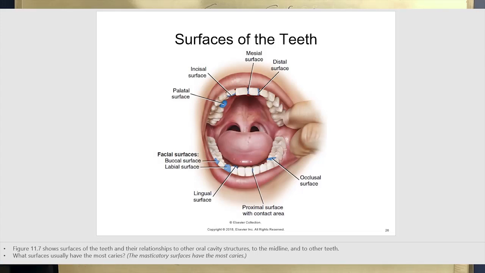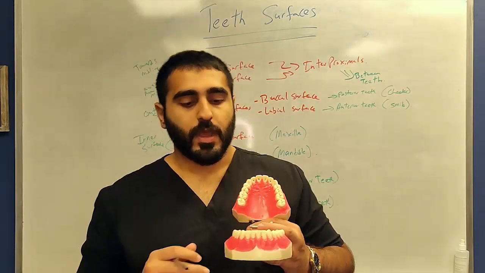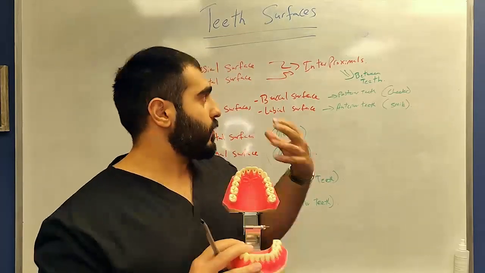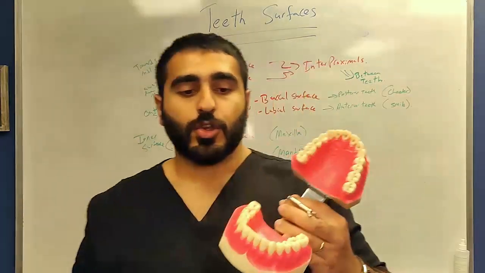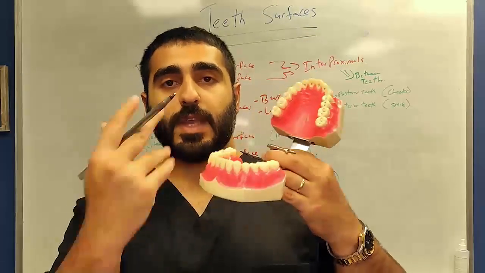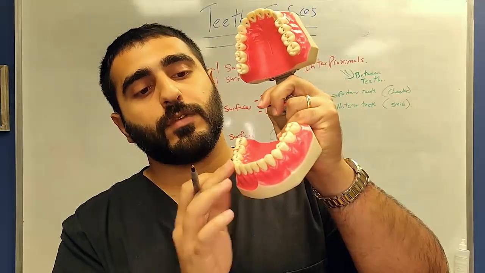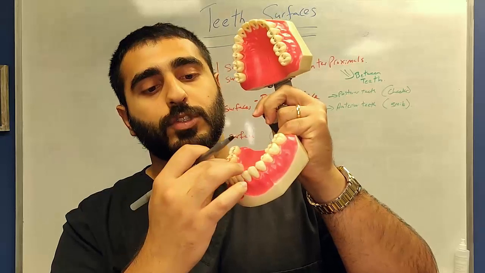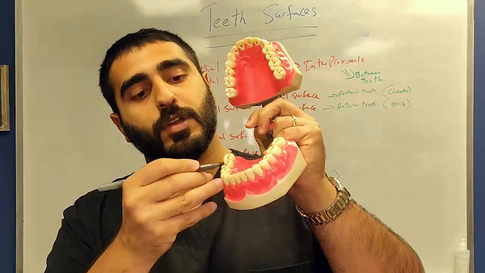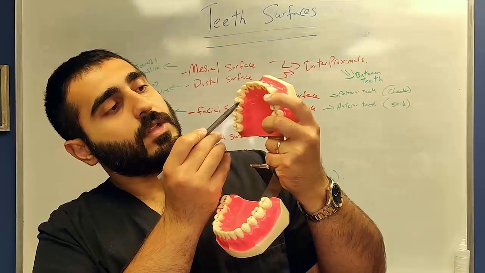Okay, now to further understand this or get a better grasp, we're going to name a few of the cusps and a few of the roots that we have, just so we get a better grasp of these surface names. When we look at our premolars here, our premolars or bicuspids have two cusps. We have a cusp that's towards the buccal surface and a cusp that's towards the lingual surface. Hence, this is called the buccal cusp and this is called the lingual cusp. This is the buccal cusp, lingual cusp. Even on our maxillary, this is the buccal cusp and this is the lingual cusp.